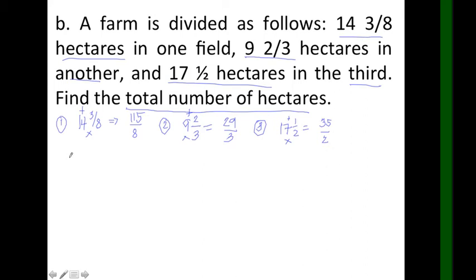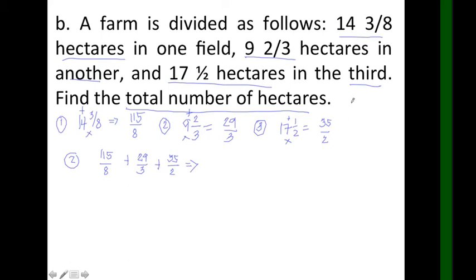So for the second step, we can now add all of this. So we have 115/8 plus 29/3 plus 35/2. In order to solve this one, ang gagawin lang natin is we will just get the LCD of 8, 3, and 2. What do you think is the LCD of 8, 3, and 2? Saan sila divisible pareho? So, I think that's 24. So, paano ko nakuha yung 24?